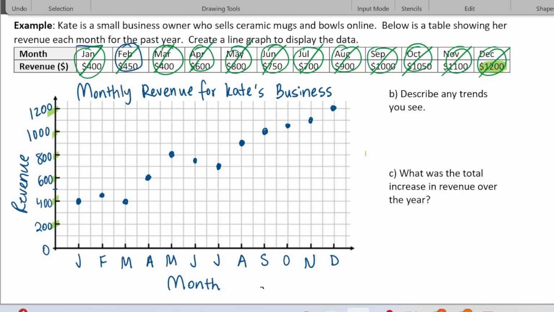Okay. So now you want to connect your points with a line. You want to use a ruler. Now my screen doesn't allow me to use a ruler nicely, so I'm just going to do my best to connect these with straight lines. There we go. Okay. So we can see the general trend. At the beginning of the year, making less, and then she started making more. So it increased throughout the year.